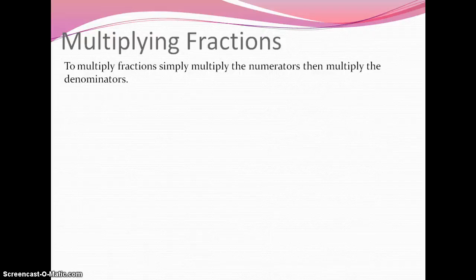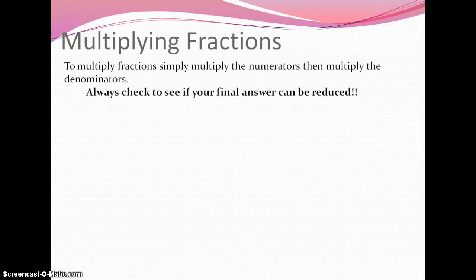We don't have to look for a common denominator. We don't have to multiply by the reciprocal. We just simply multiply the tops, multiply the bottoms, and then call it good. Make sure you always check to see if your final answer can be reduced. If it can be reduced, reduce it. If not, you're done.